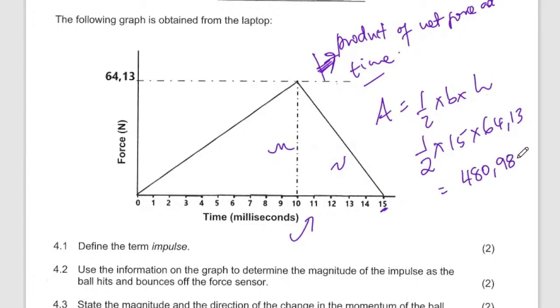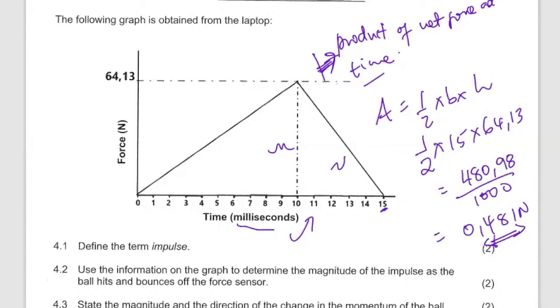But remember, this time is in milliseconds, which means I have to divide by 1,000. This means I have 0.481. Time is in milliseconds, so divide by 1,000 or multiply by 10 to the negative 3.